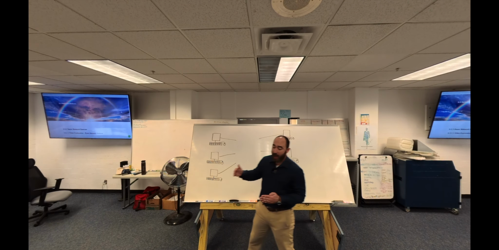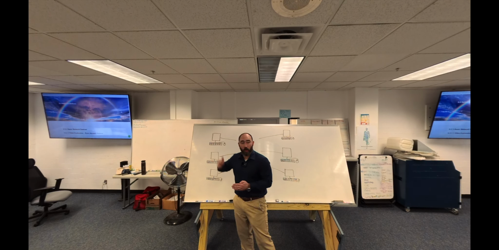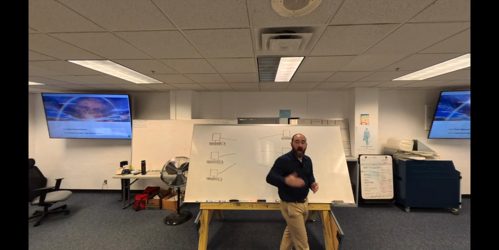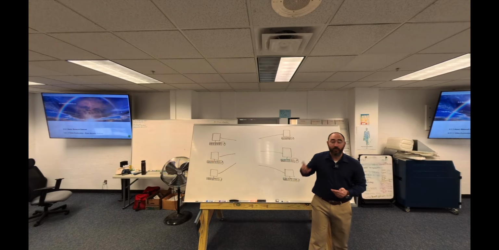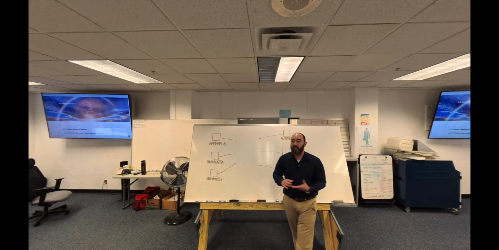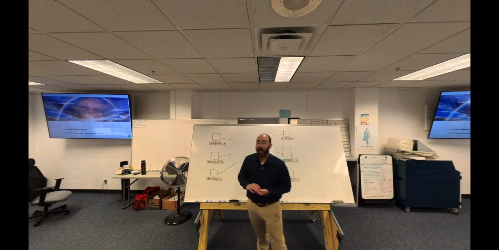Now, what's our network boundary device? What allows us to forward data from one network to another? Router, which is what layer? 3. It makes routing decisions based off of what address? IP, aka logical.